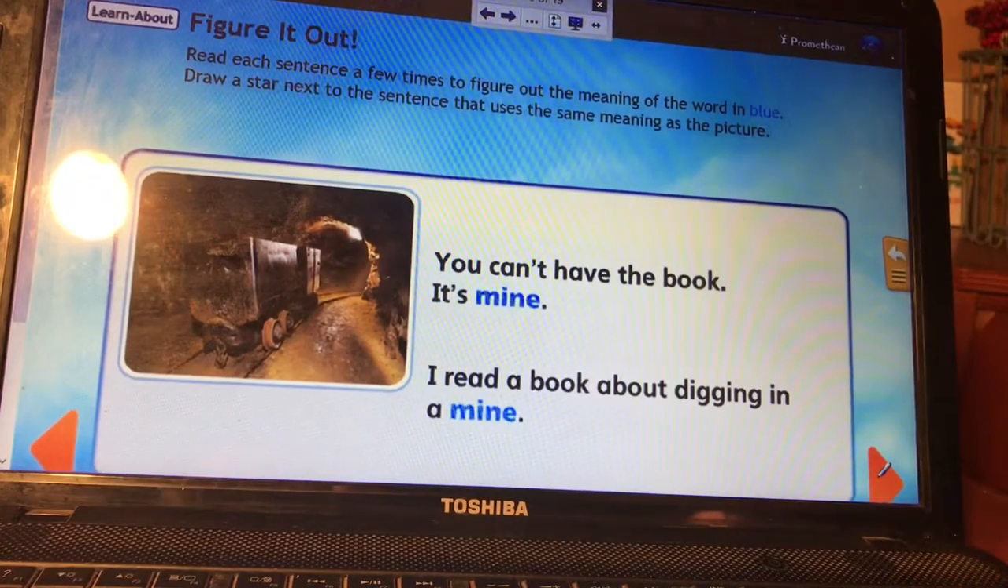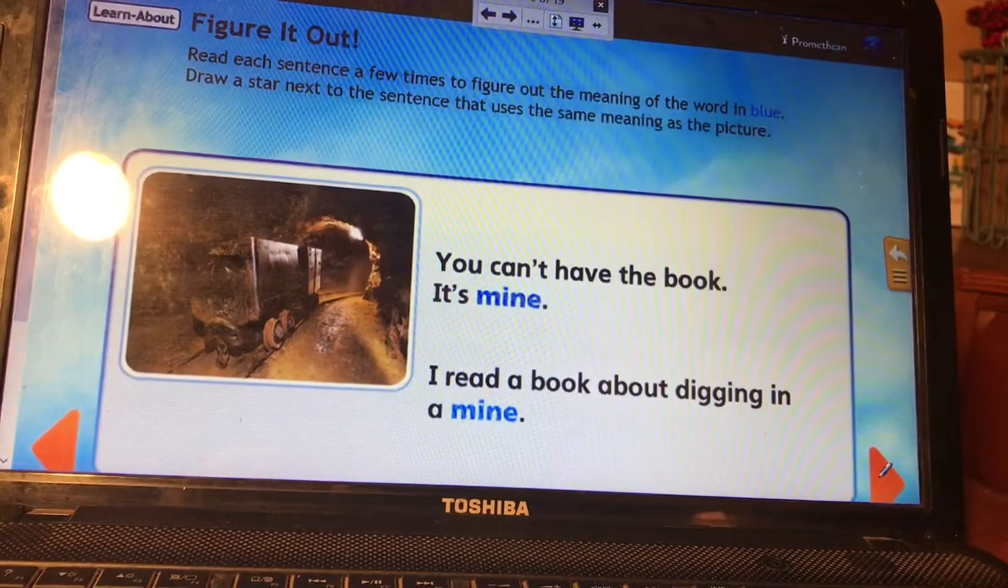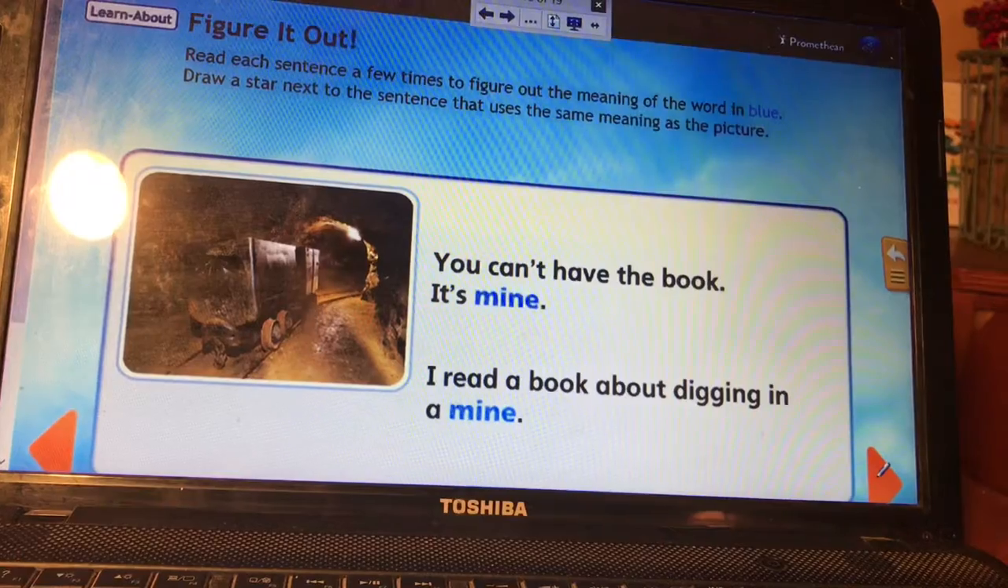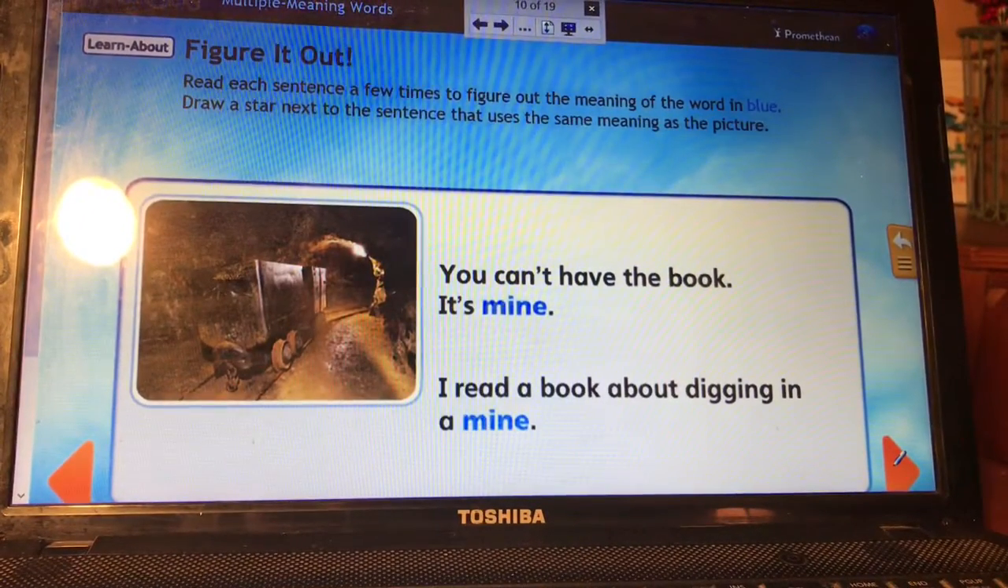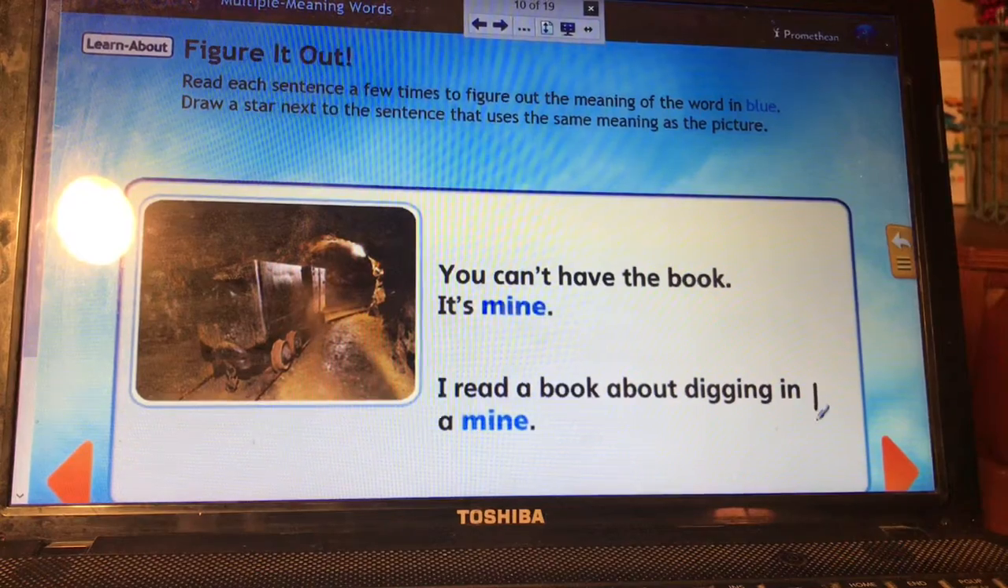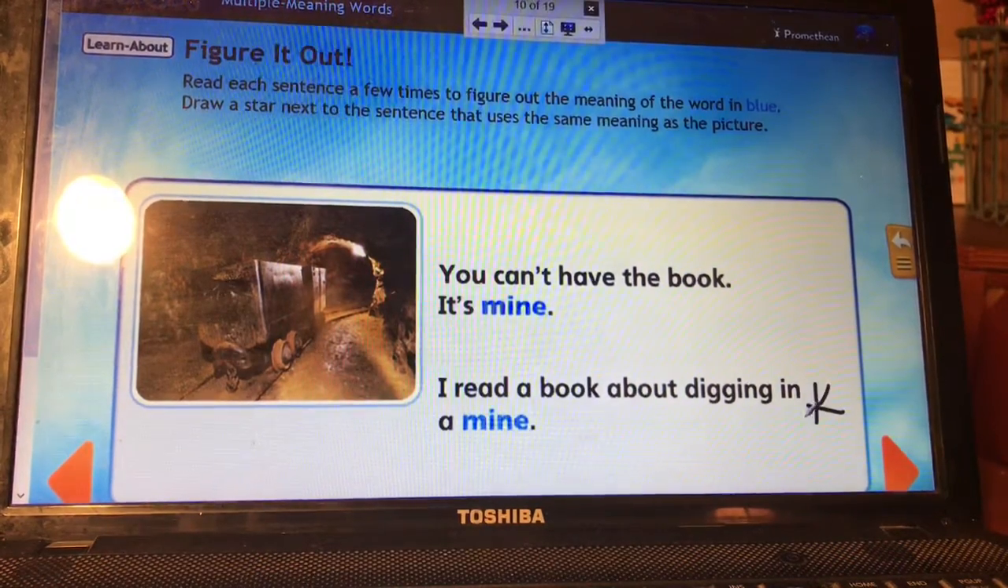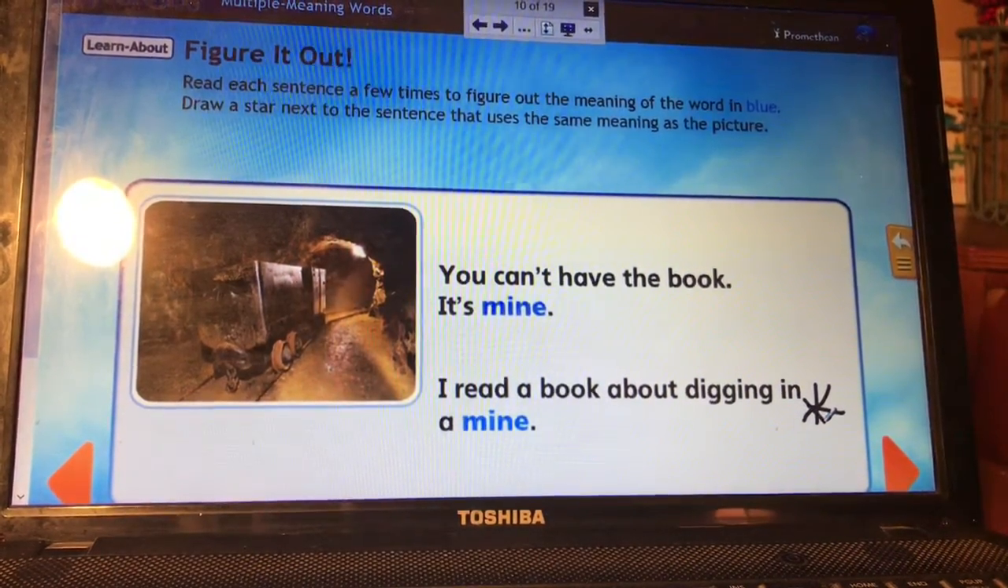You can't have the book. It's mine. I read a book about digging in a mine. It's the second sentence again. I read a book about digging in a mine. This looks like a picture of a mine.